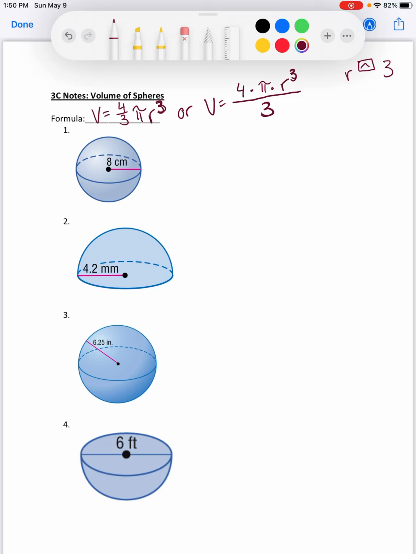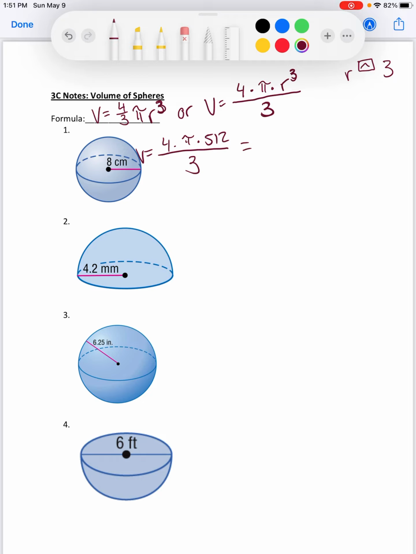So, number 1, they give us a radius of 8 centimeters. So, we're going to want to plug that into our formula. So, 4/3 times pi times radius cubed. So, first thing I want to do, I'm going to do 8 to the third power. So, 8 to the third power is 512. So, now I'm left with 4 times pi times 512 divided by 3 is going to equal my volume.